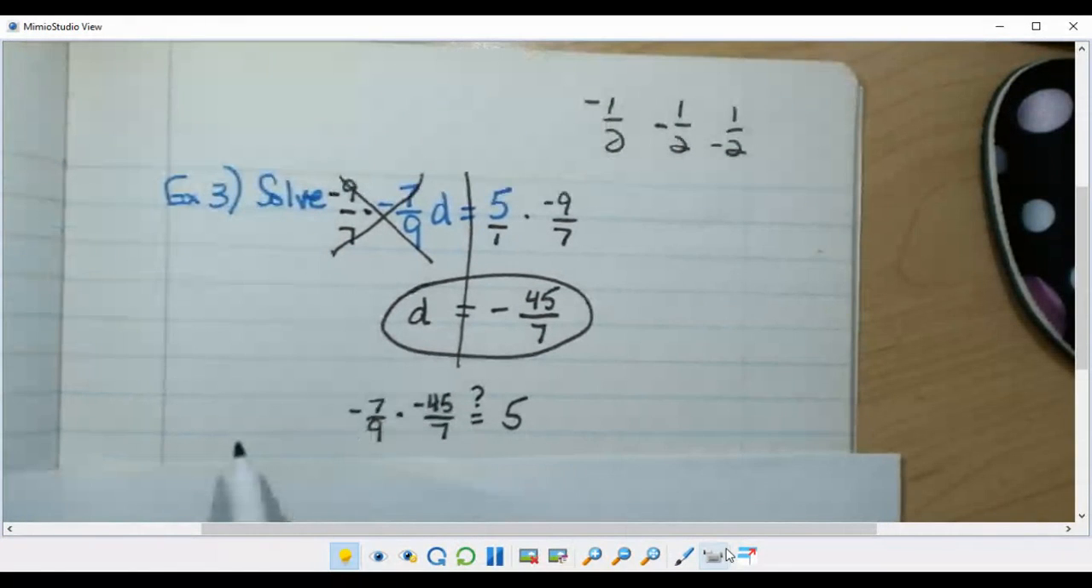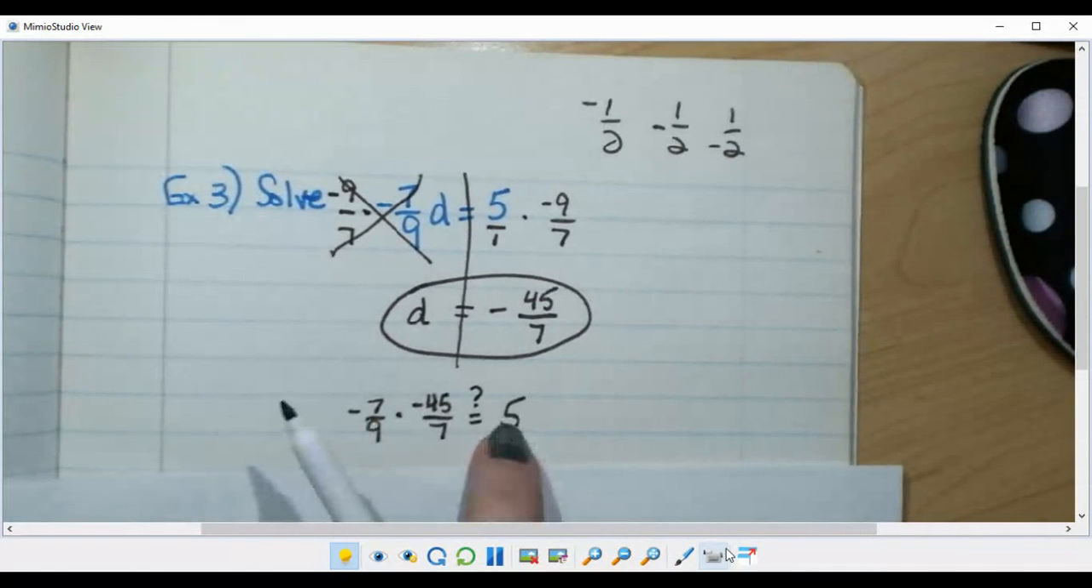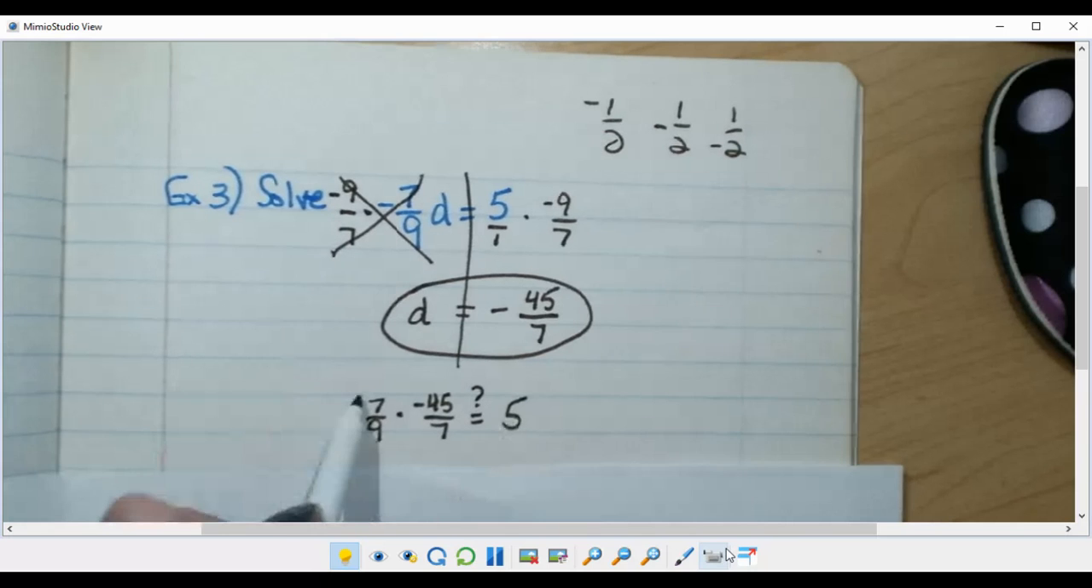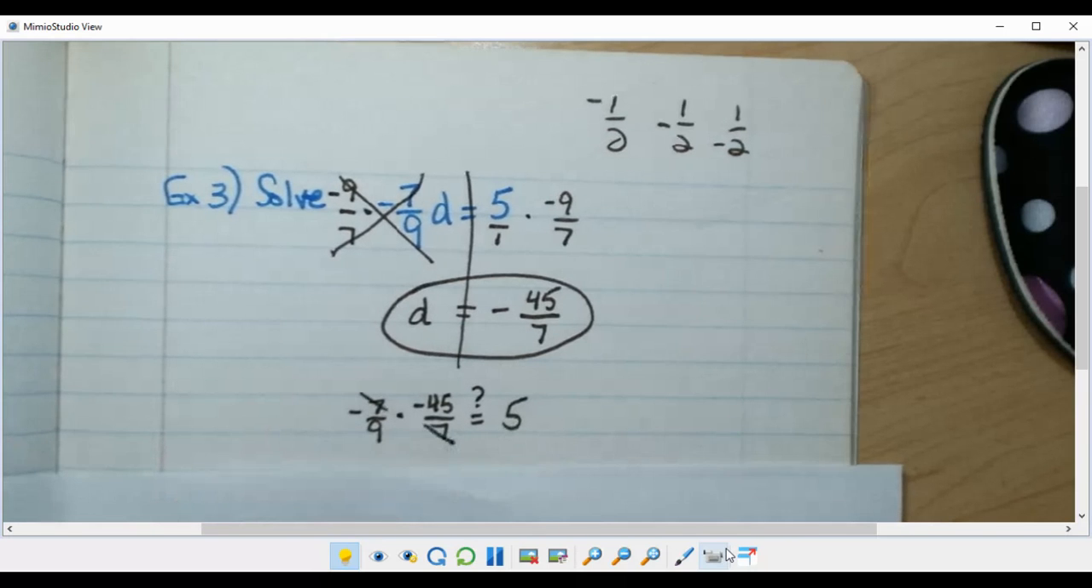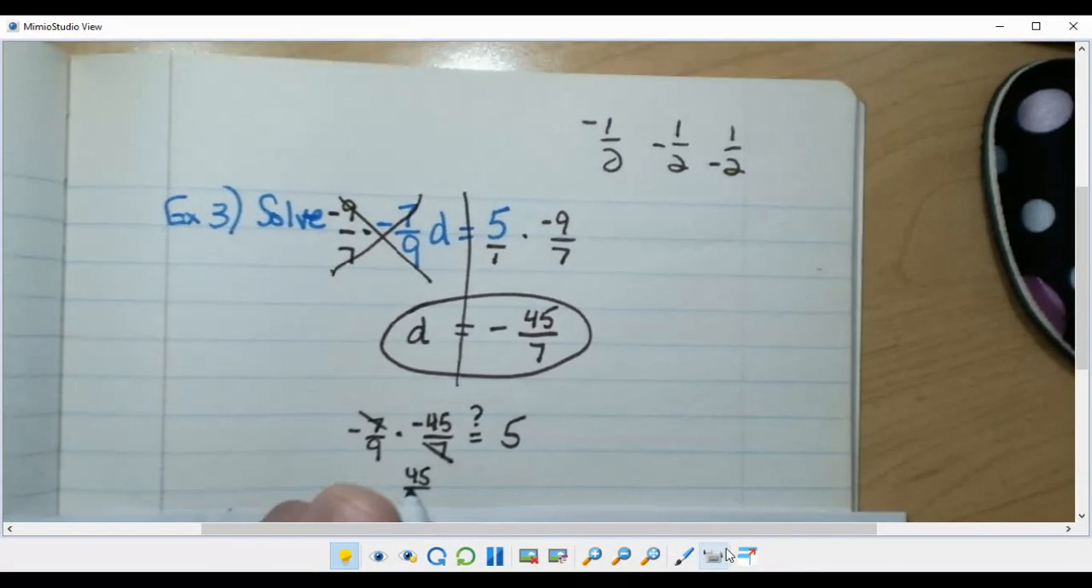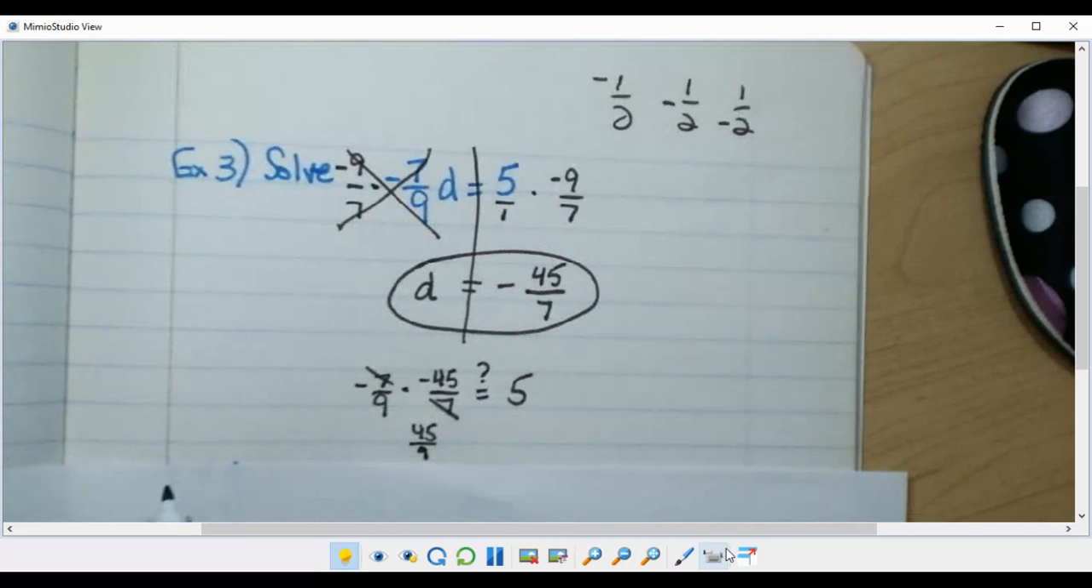So sign-wise, negative times negative is positive. We're good there. I can cancel the 7s. 45 times 1 is 45. 9 times 1 is 9. Is 45 ninths equal to 5? Yeah, we're good. That's the correct answer.